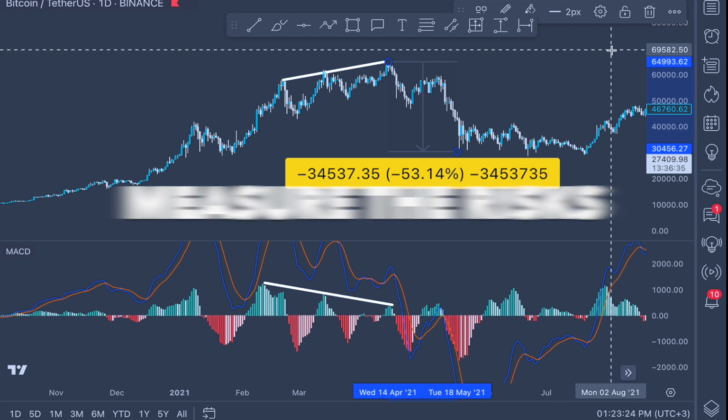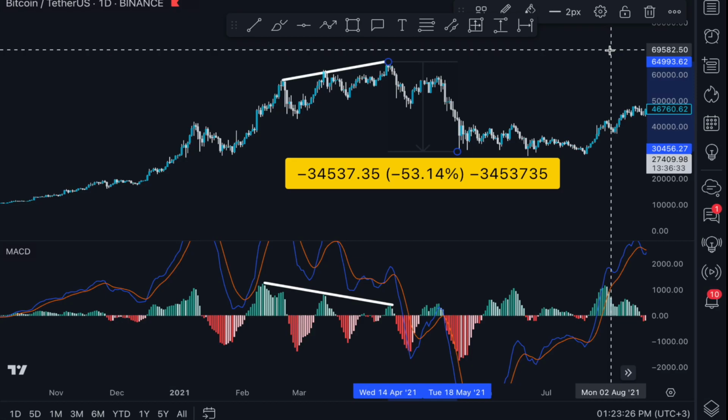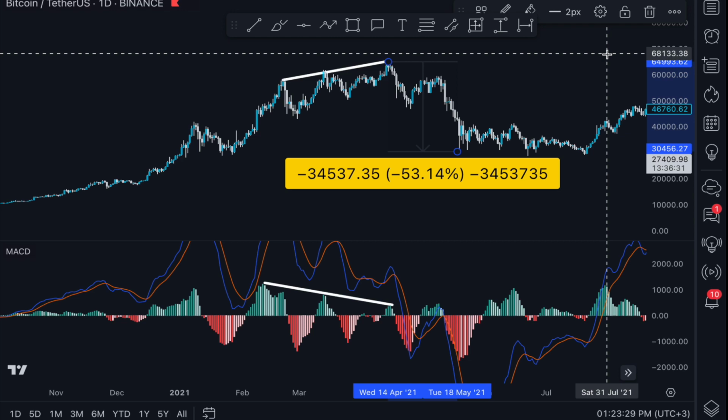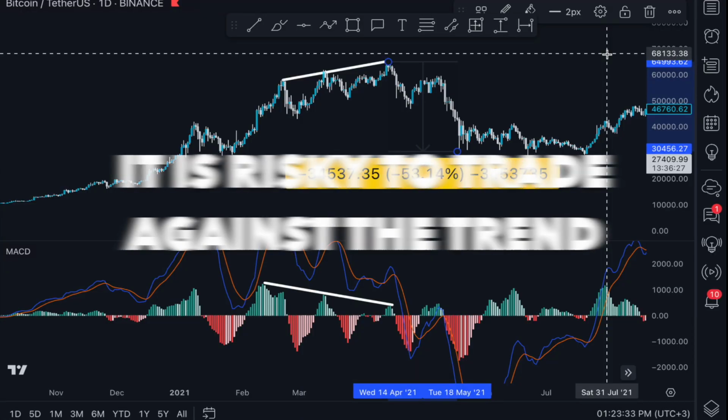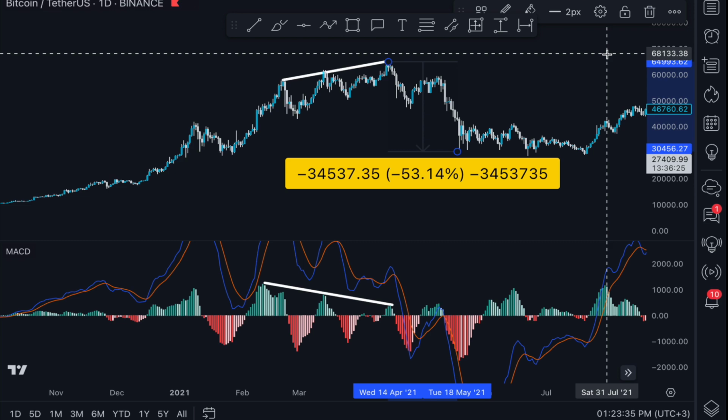The only warning to you is to make sure that you measure all the risks and include a risk management system in your trading strategy, because this is really important. It is really dangerous to open your trades against the trend, so please make sure that you measured all the risks.